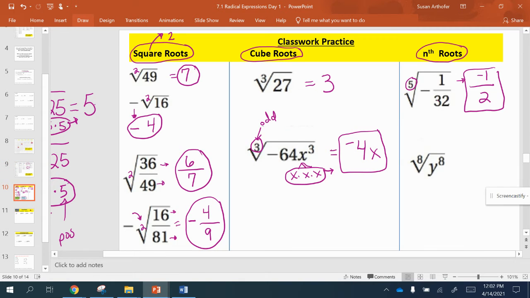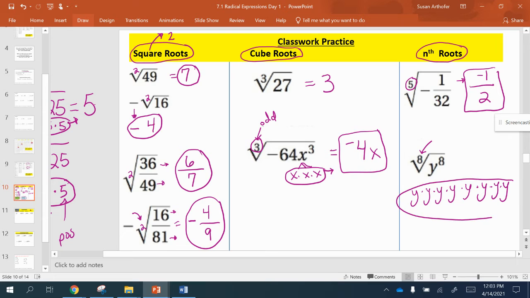Okay? And then now this one says this is how many of the same thing, and you can break up y to the 8th as y times y times y times y 8 times, right? 1, 2, 3, 4, 5, 6, 7, 8. So I have 8 of the same thing, so out comes the y. Just like up here, I needed 3 of the same number, and out came the single 3. Over here, out comes a single y.